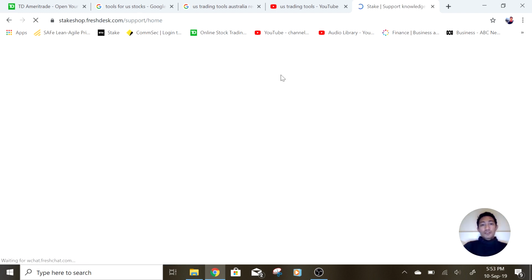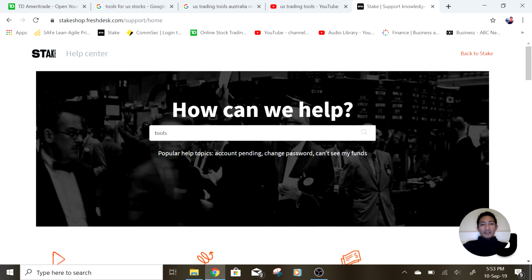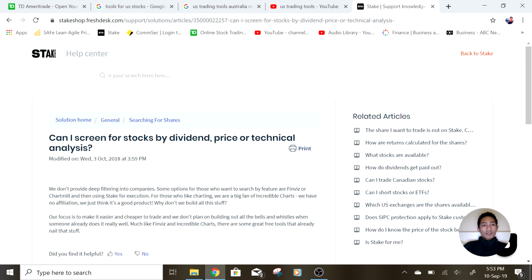So I thought I'd search in Stake. And in Stake, let's have a look. Can I screen for stocks by dividend price or technical analysis? Stake says we don't provide deep filtering into companies. Some options for those who want to search by feature are FinViz or Chartmill, and then using Stake for execution. For those who like charting, we are a big fan for Incredible Charts. We have no affiliation, we just think it's a good product.